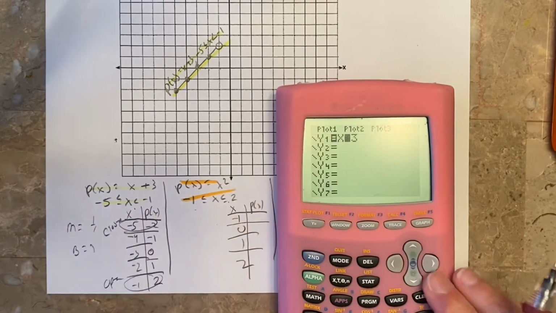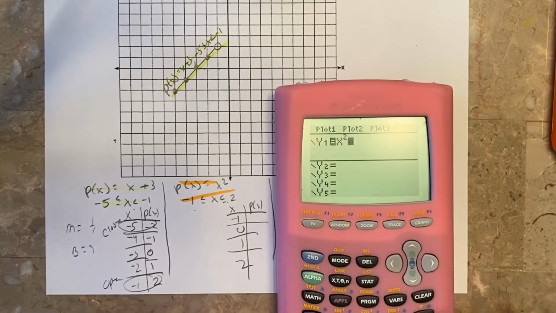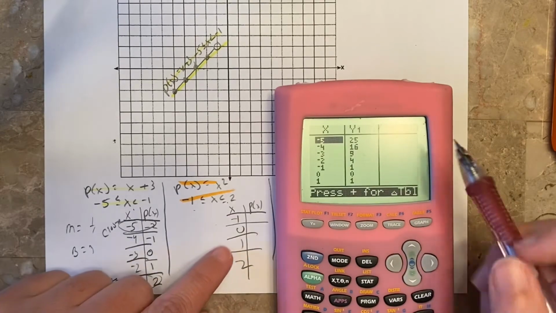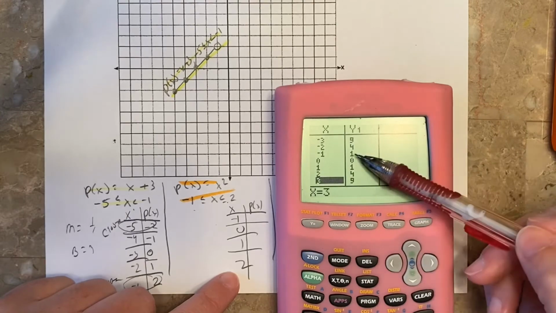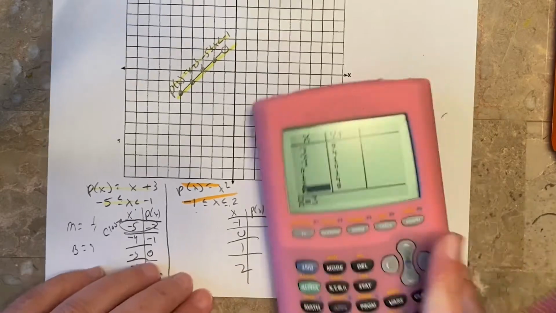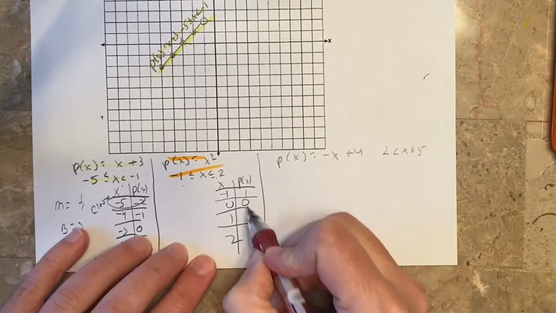This one's kind of easy enough. You don't have to put it in the calculator, but we'll do it anyway. So we're going to go from -1 to 2, and that's 1, 0, 1, 4.